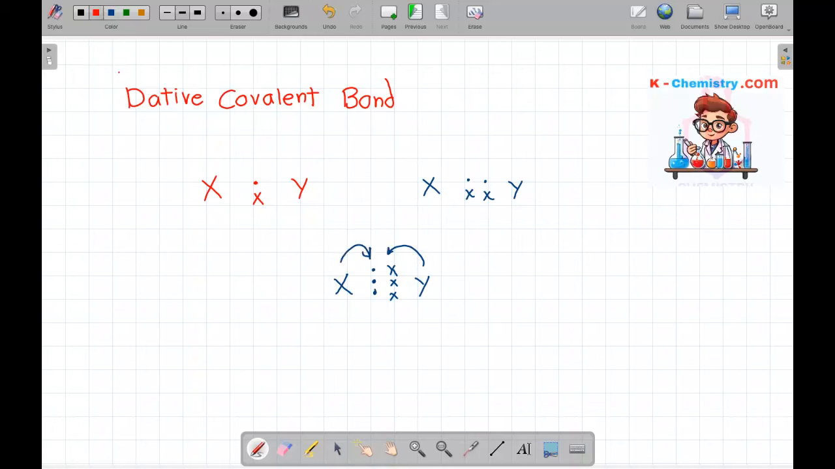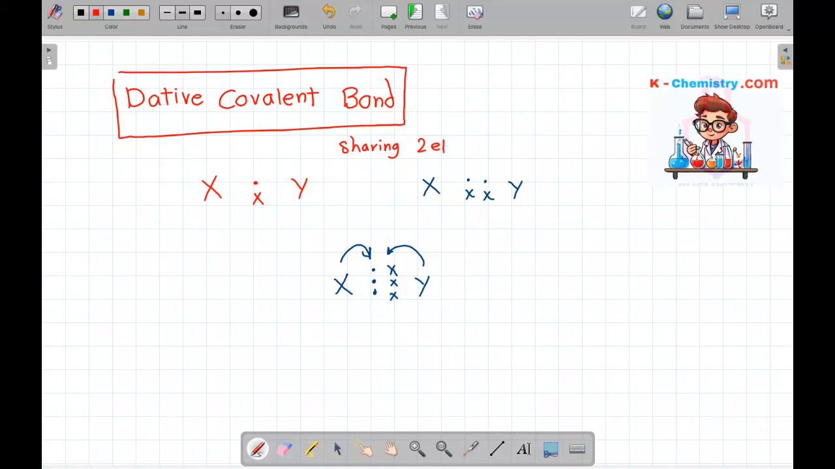What if the bond is made by joining or sharing electrons that are shared from one side only? So let's imagine that the X has shared the two electrons and Y has given nothing. So if the dative covalent bond is done by sharing two electrons, they are shared from where? It's only shared from one atom only. So there are still two electrons, but they are shared from one atom only. The easiest way is to get familiar with the examples.